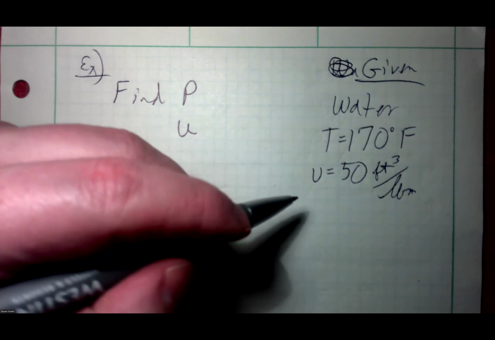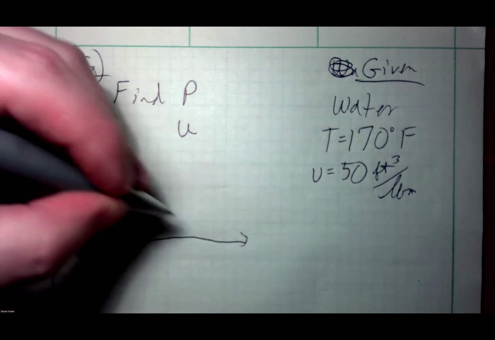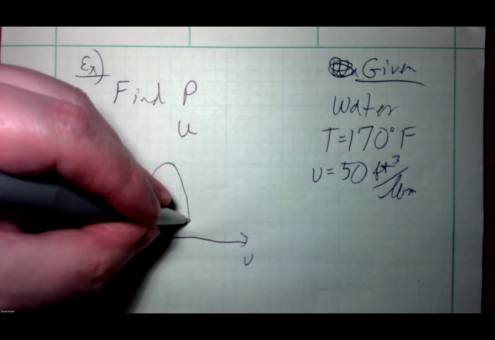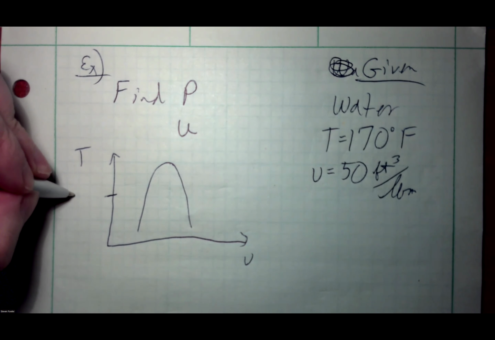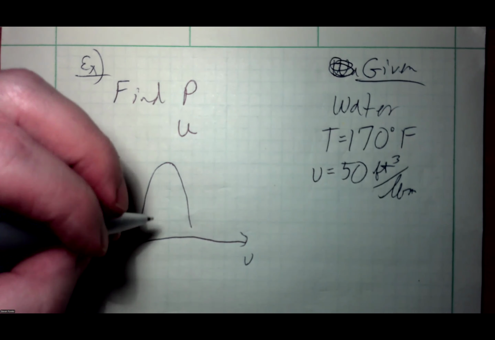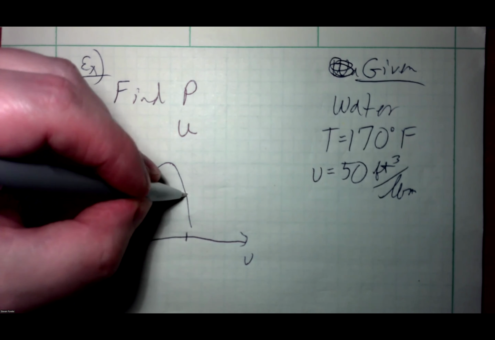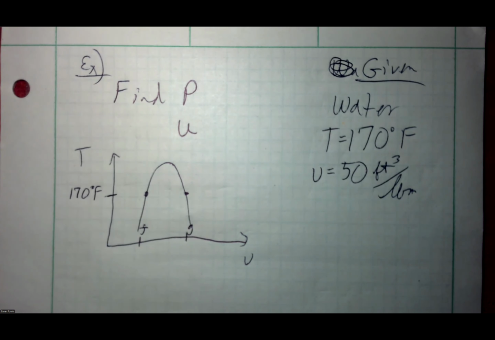Well, what do I have? I have temperature and volume. So when I've got temperature and volume, my diagram is going to look like this. I've got T, V, I just arbitrarily draw a curve. So at 170 degrees Fahrenheit, I need to figure out where I'm at on this curve. So given that, I can find my saturated liquid and my saturated vapor values for specific volume.